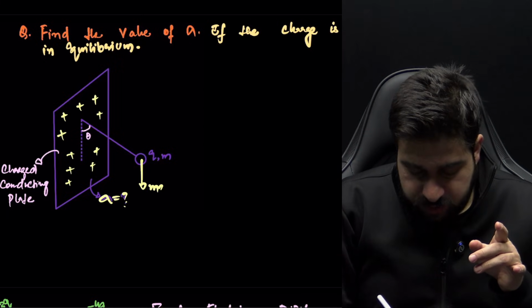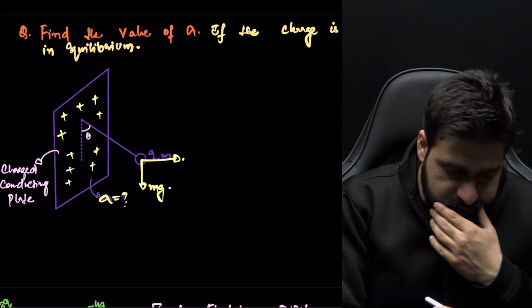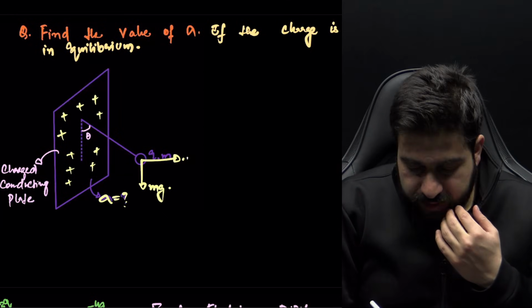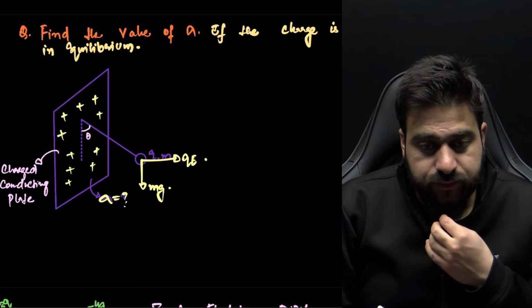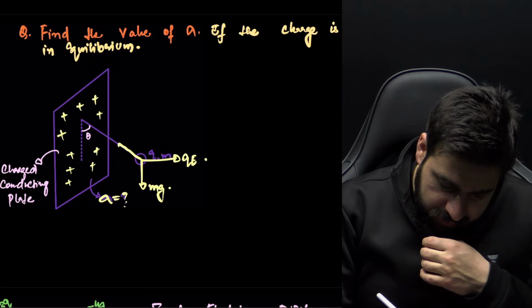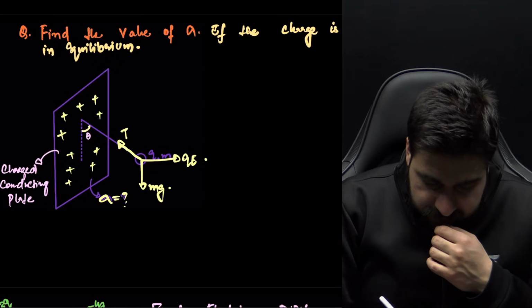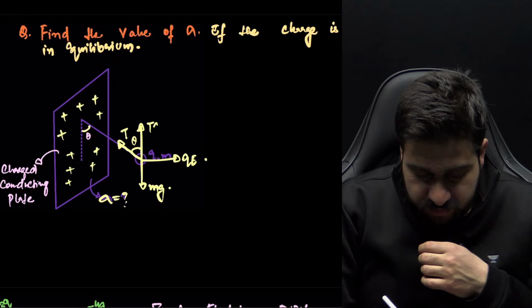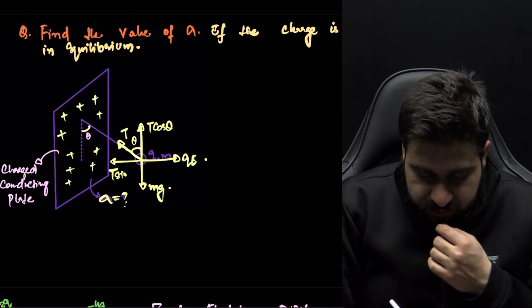So what are the forces acting on this one? In the downward direction, it will be mg. In the outward direction, the sheet is going to apply the electrostatic force, that is Q times E. And in the string, there will be tension T. If this angle is theta, we know this will also be theta. This component will be T cos theta, and this component will be T sin theta.